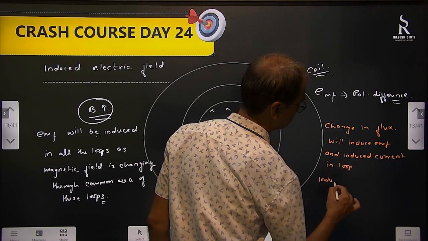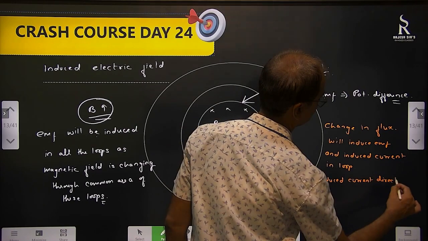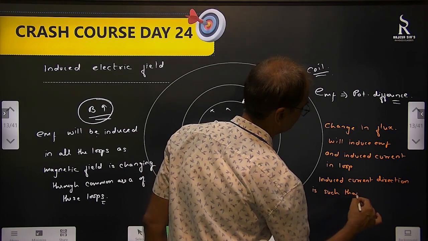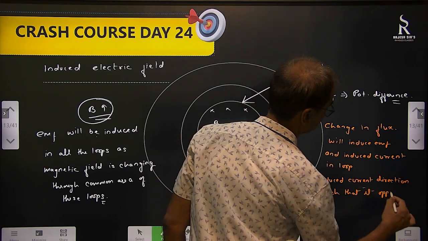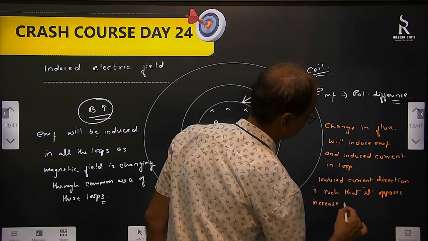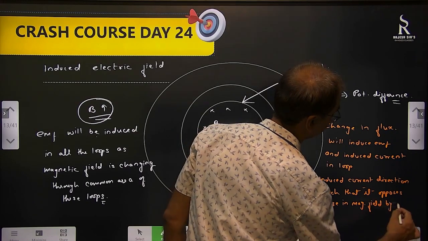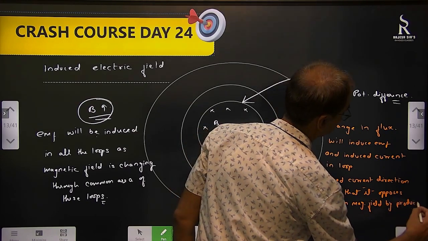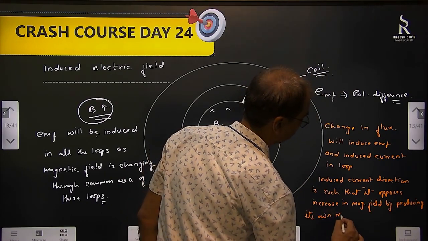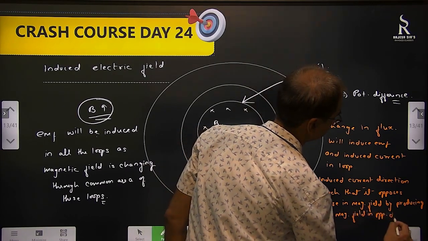Induced current's direction is such that it opposes the increase in magnetic field by producing its own magnetic field in the opposite direction.